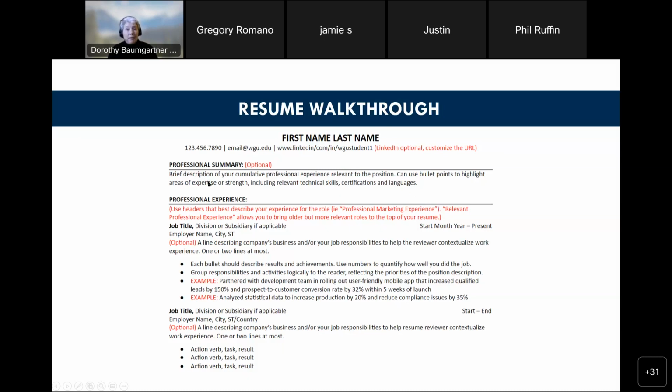So you want to grab their attention and make sure they keep going past those first 7 seconds. You can do this in bullet point format, or you can do it in narrative paragraph form, but it is a summary of your experience and qualifications relative to that specific job description. All right. Next, we're going to look at experience, your professional experience.